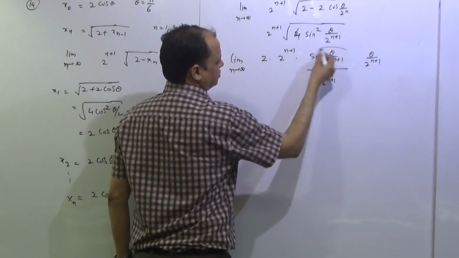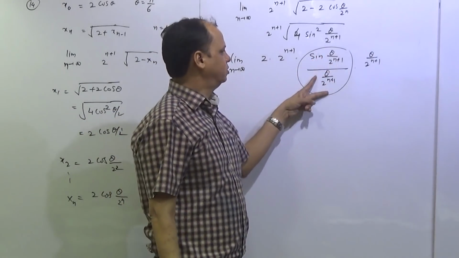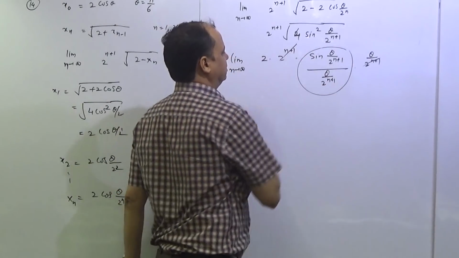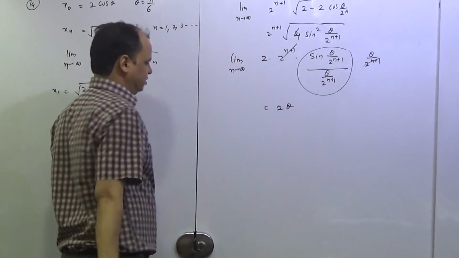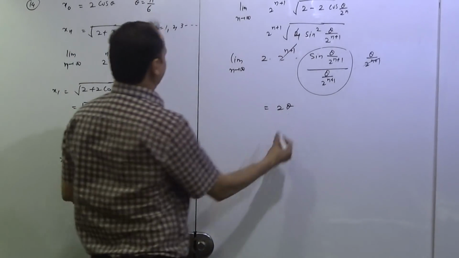This is a standard limit for n approaching towards infinity. This is approaching towards 0. What do you get exactly? 1. This is over from this place. 2 theta. I guess we have committed a mistake in some particular step in the calculation. Here the answer is coming out to be 2 theta, and theta is pi by 6.